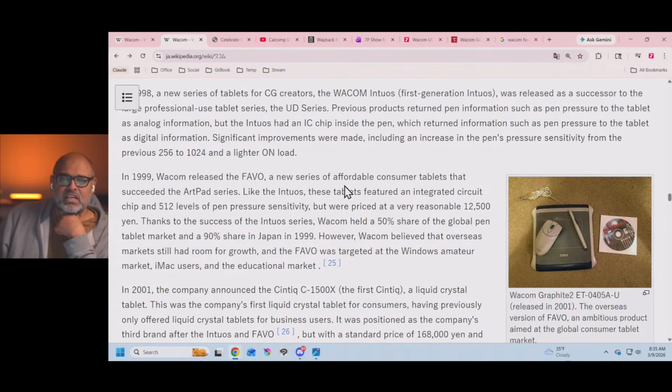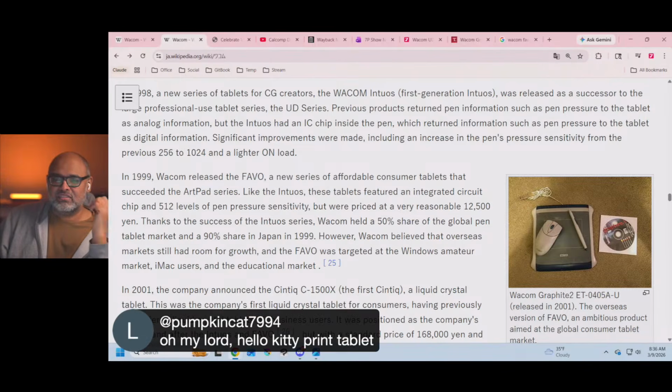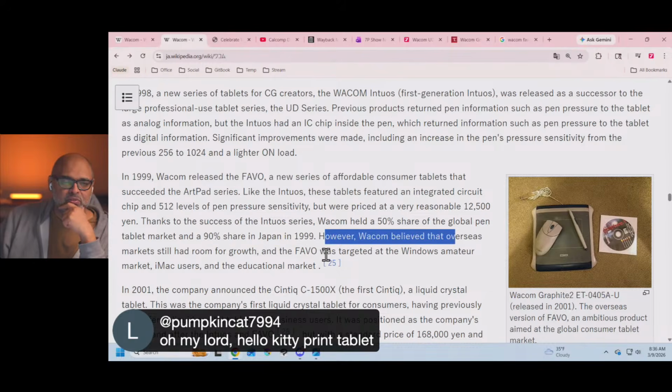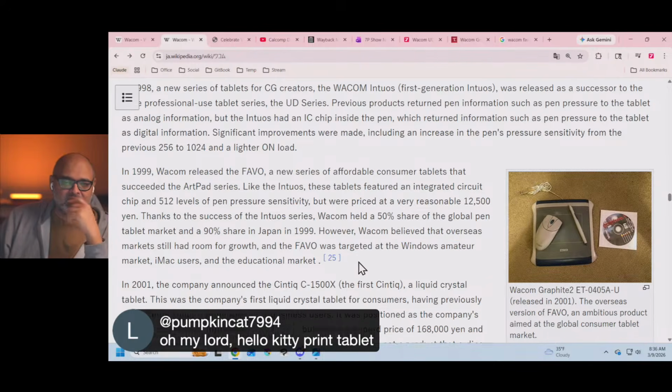Let's see. Like the Intuos, the Favo featured an IC, 5 to 11 levels of pressure sensitivity, but priced reasonably. Thanks to the success of the Intuos series, Wacom held a 50% share of the global pen tablet market. So they're getting from like 20 to 30 now to 50. Doesn't it look cool, Pumpkin Cat? But in Japan, they had a 90% share. That's amazing. However, Wacom believed that overseas markets still had room for growth. They certainly did. And the Favo was targeted at the Windows amateur market, iMac users. Of course, iMacs are the ones with the colors, and the educational market.